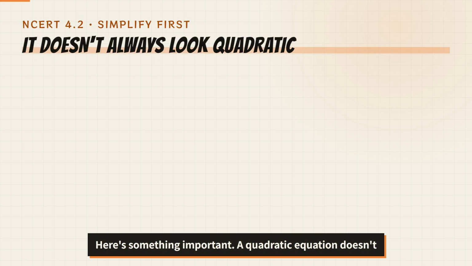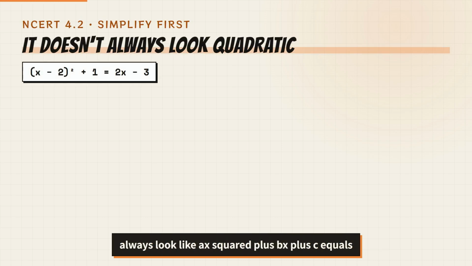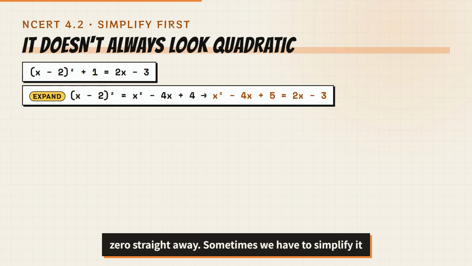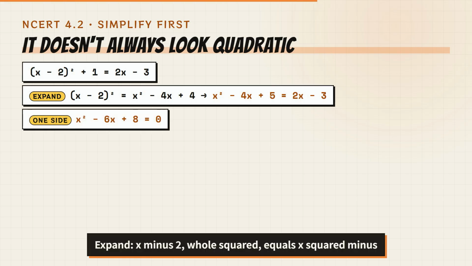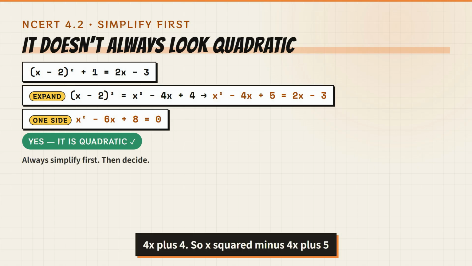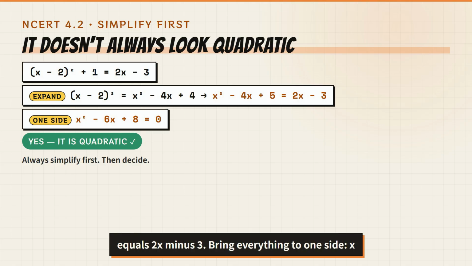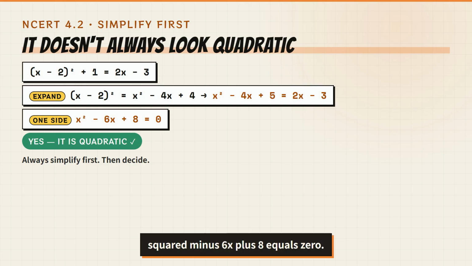Here's something important. A quadratic equation doesn't always look like ax squared plus bx plus c equals 0 straight away. Sometimes we have to simplify it first. Expand (x minus 2) whole squared, which equals x squared minus 4x plus 4. So x squared minus 4x plus 5 equals 2x minus 3. Bring everything to one side. x squared minus 6x plus 8 equals 0. Now we can see it clearly.